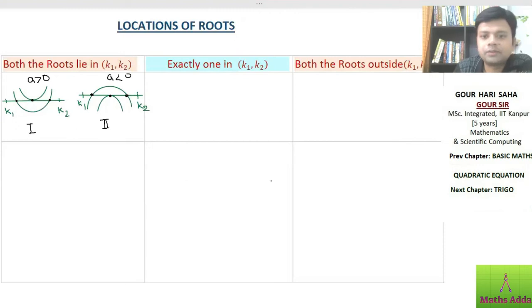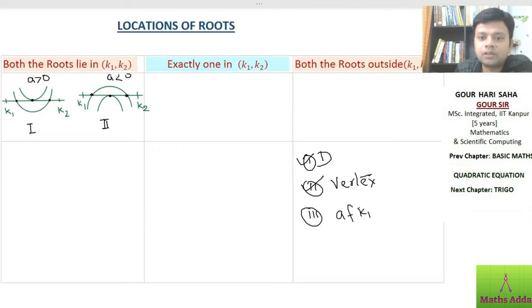So first we will list the determining factors. The first determining factor is D, and then the second is the vertex, same as the previous one, right? So if you focus, you can see there is some connection. We have used this one in the previous case. Third one is AFK1, and fourth one is AFK2. See, we have used AFK, right?